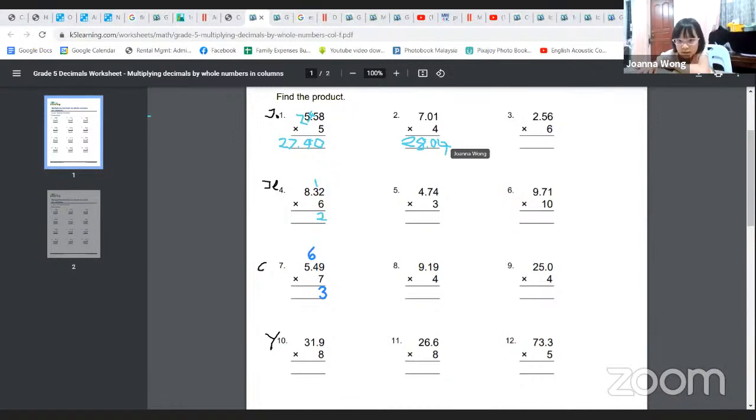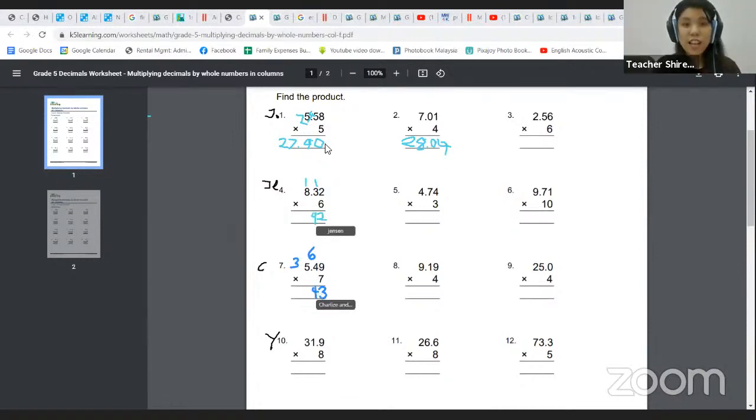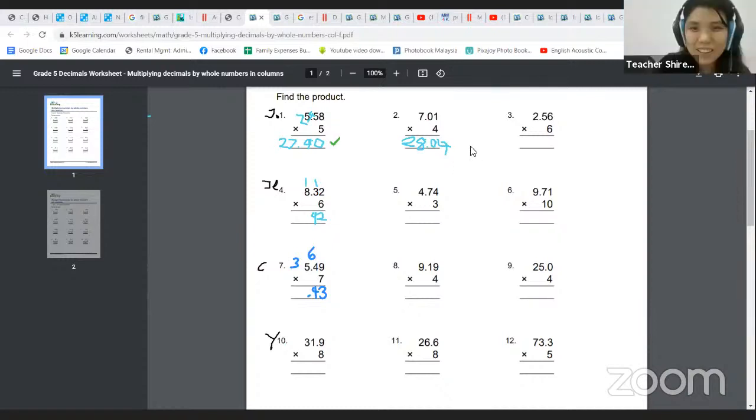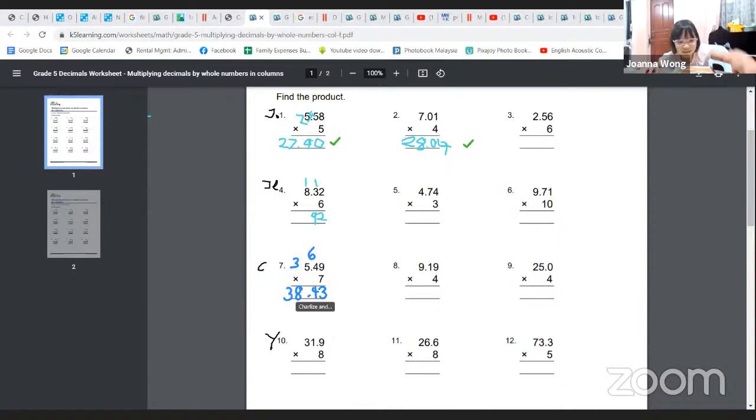The first handwriting is messy, so I will erase it. No, it's fine. It's good. No need to erase. It's very nice. Don't need to erase. I can't read the writing.